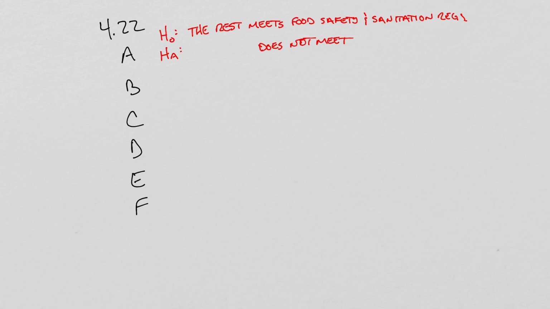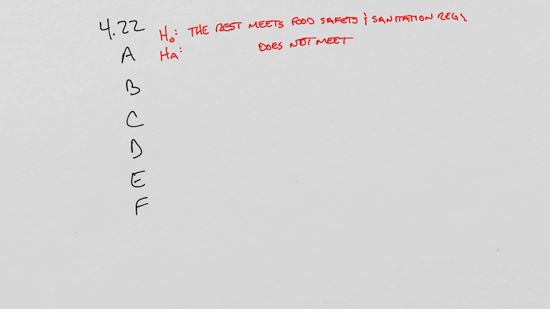What is a type 1 error in this context? Remember, type 1 error is to reject the null when in fact it is true. The type 1 error would be to say that the restaurant does not meet the food safety when in fact it does. Question C, what is a type 2 error? That one would be that the food safety inspector concludes that the restaurant does meet food safety and sanitation regulations when in fact it does not.